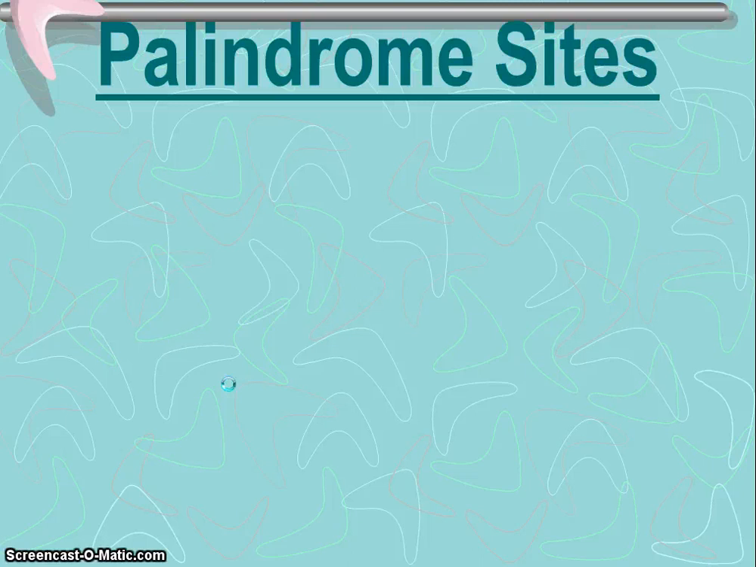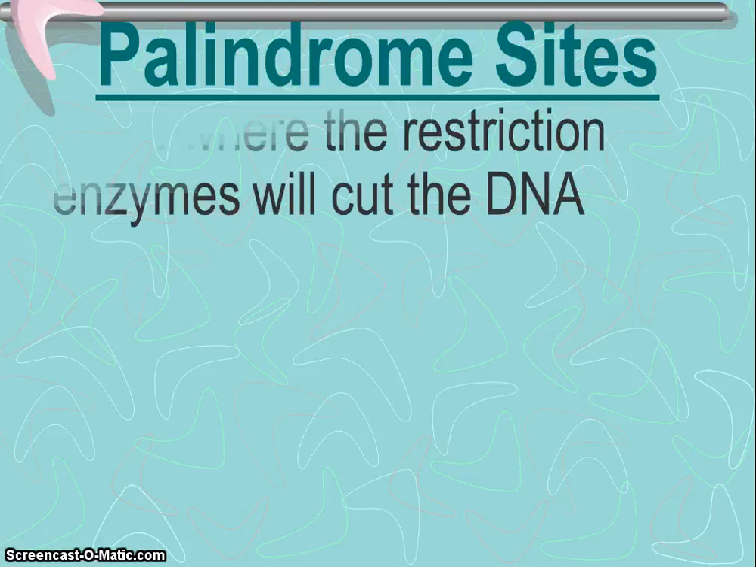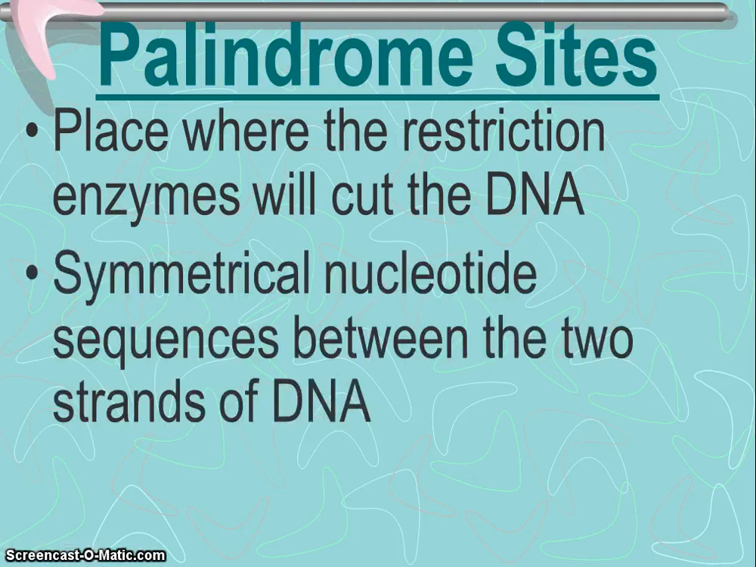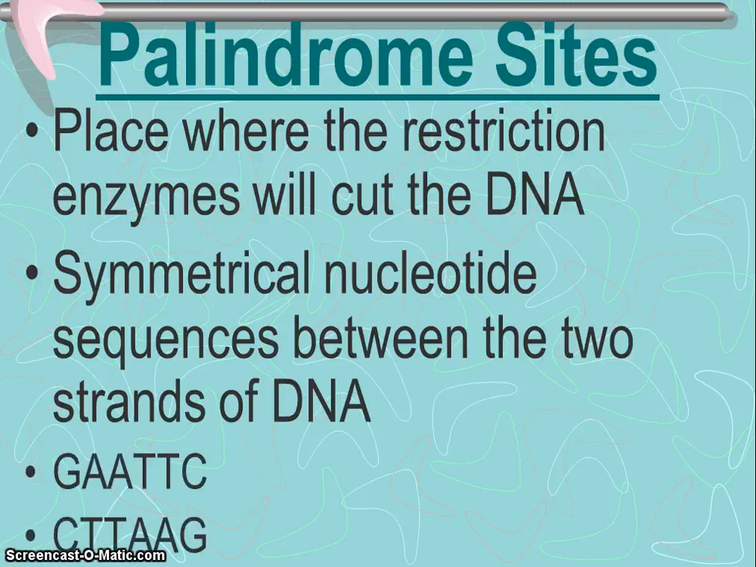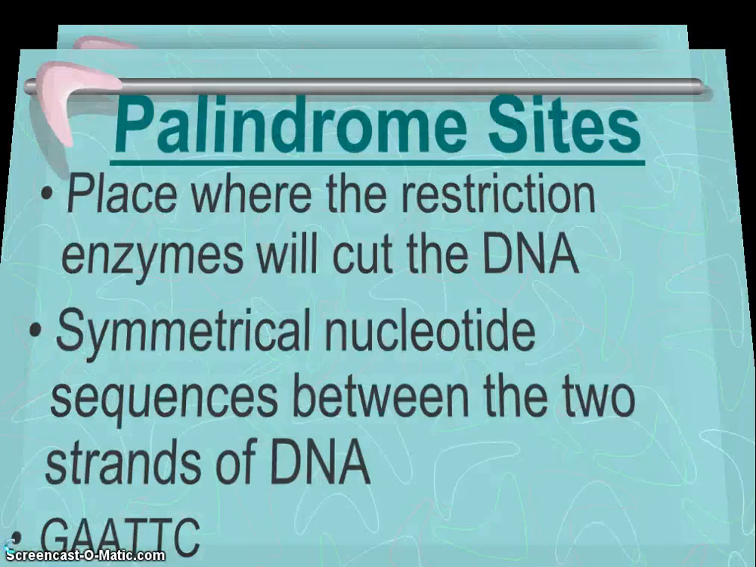Okay, so we said that restriction enzymes cut DNA in precise and predictable manners. Well, what they do is they look for palindrome sites. Okay, and this is a symmetrical nucleotide sequence between the two strands of DNA. So if you look here, it goes GAATTC, and if you remember, they're anti-parallel, so it's read in the same way, GAATTC. So this is called a palindrome. It's read in one direction the same as it's read in the other direction.